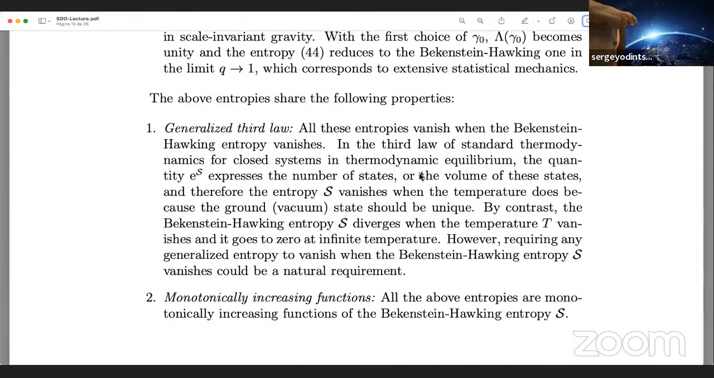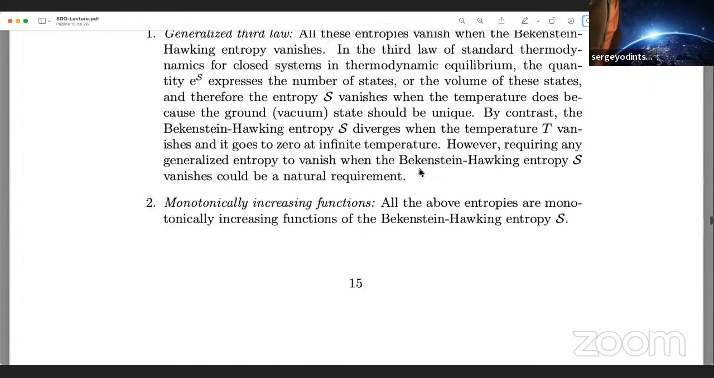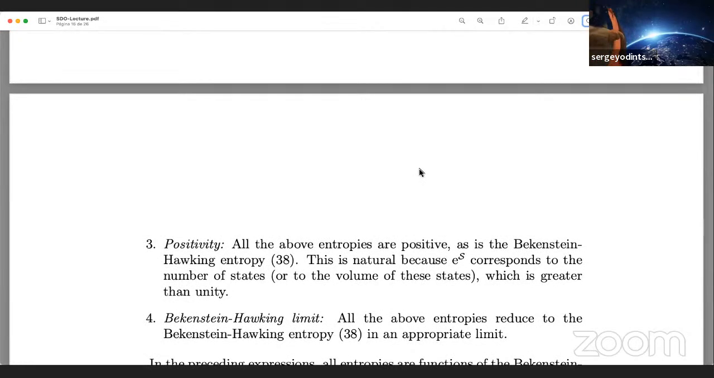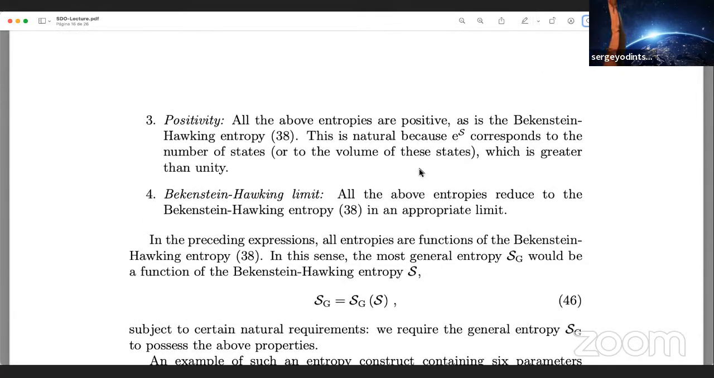Now, all the above entropies are monotonically increasing functions of Bekenstein-Hawking entropy. All these entropies are positive in the same way as Bekenstein-Hawking entropy. Yes. And all these entropies reduce to Bekenstein-Hawking entropy. Then there appears a natural question. Can we somehow connect all these entropies, looking to a really fundamental quantity, which gives a specific example of this entropy? And the answer is positive.